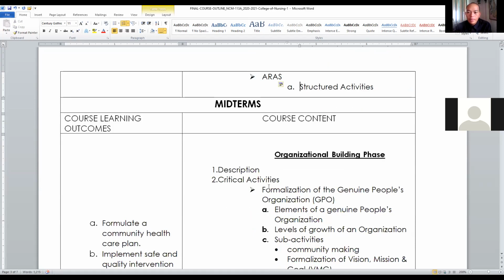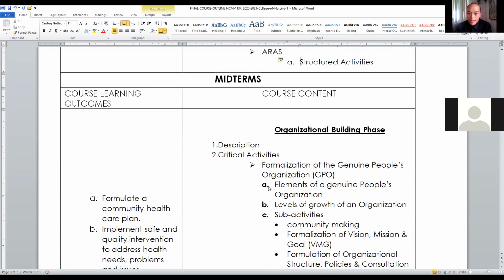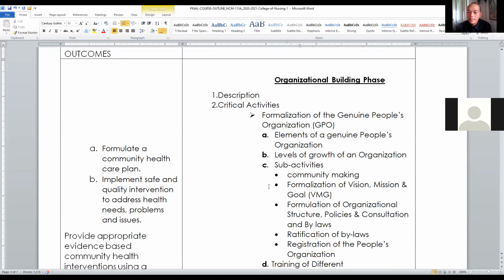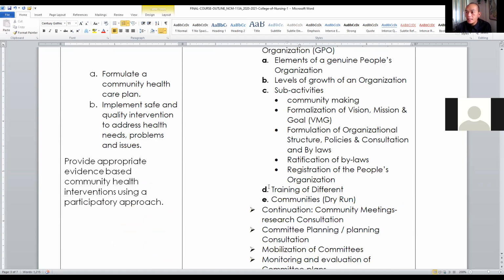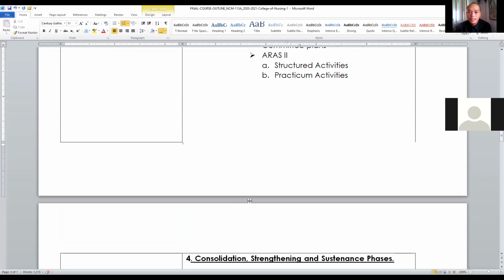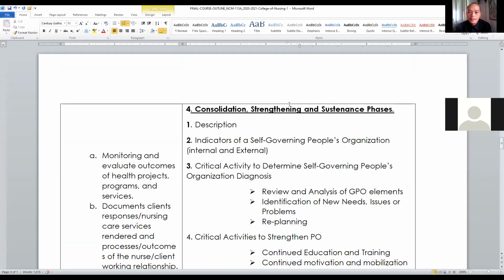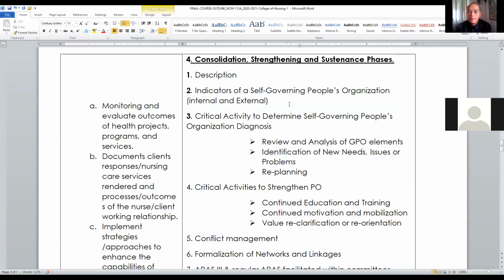Okay, so midterms, organizational or building phase. Formation of organizations, sub-activities, training of people already. There's still ARAS. What else will be tackled in your midterms? Because there are already projects that you are implementing in the community, you have to further consolidate and strengthen these programs, strengthen your relationships with the members of the community, and sustain the programs.